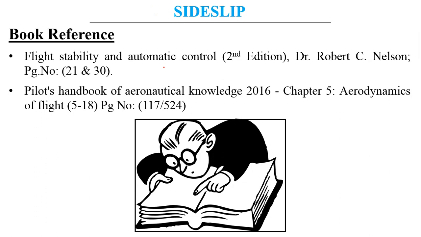I always recommend you go through the book content so that you obtain broad knowledge about it. As far as book reference is concerned, you can go through Flight Stability and Automatic Control, second edition, by Robert C. Nelson. The page numbers which deal with this topic are 21 and 30. This is restricted to the second edition. You can always find this book in your college library or other resources.